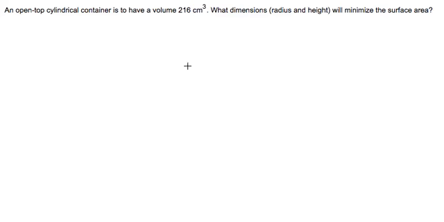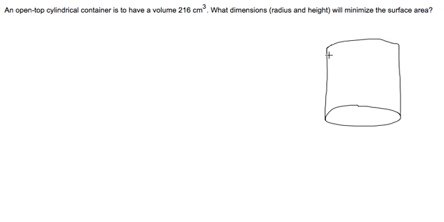In this problem, we have an open top cylindrical container. It's going to have a volume of 216 cubic centimeters. We want to know what dimensions, meaning the radius and the height, will minimize the surface area. So let's draw a little diagram here. There's the base, here's my height, cylinder, and it's an open top. Okay, so there is my radius R and the height H.